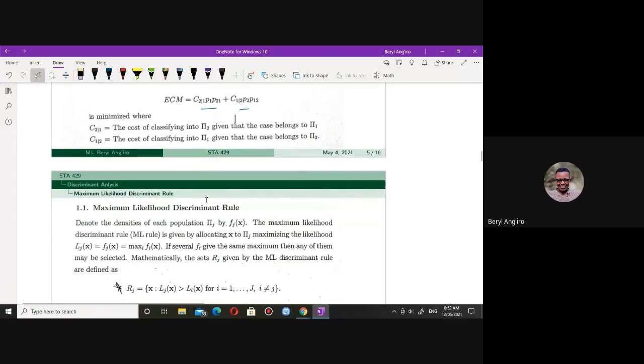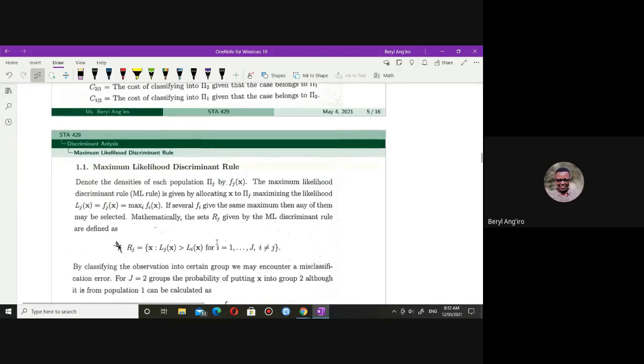So the maximum likelihood discriminant rule is a rule used when you want to allocate an observation x to one of the populations πj.